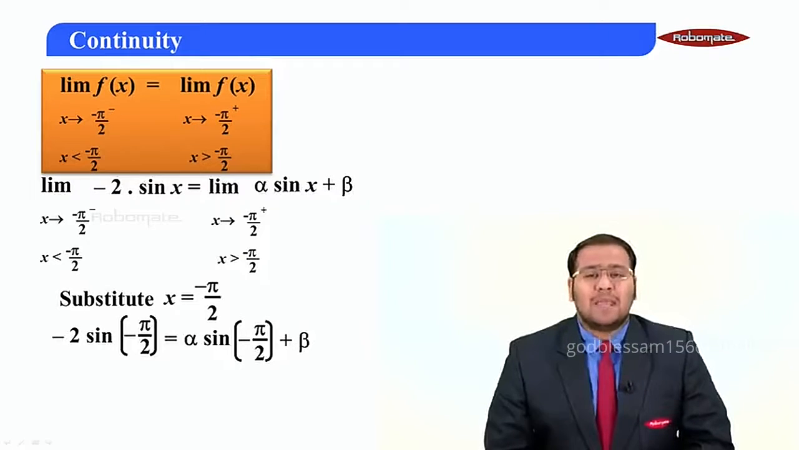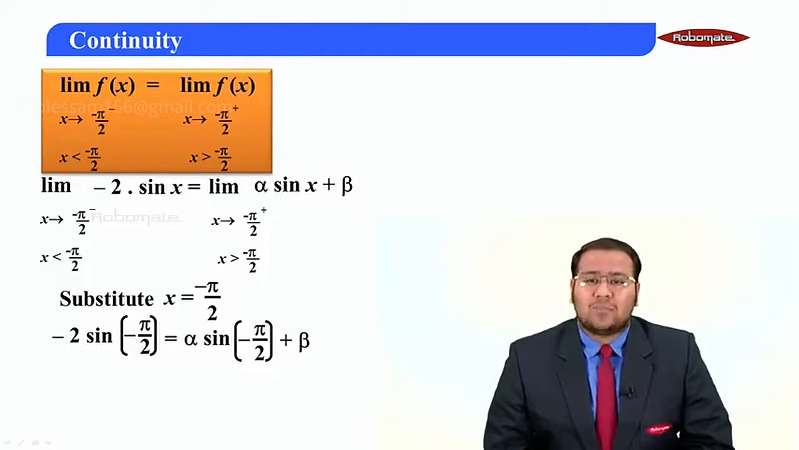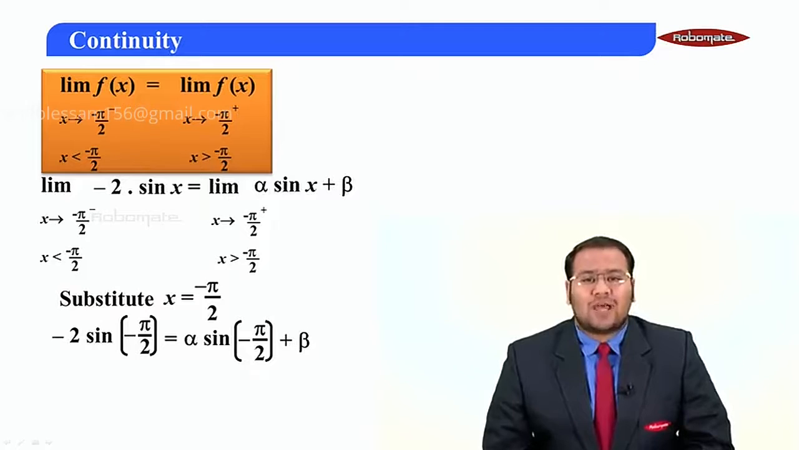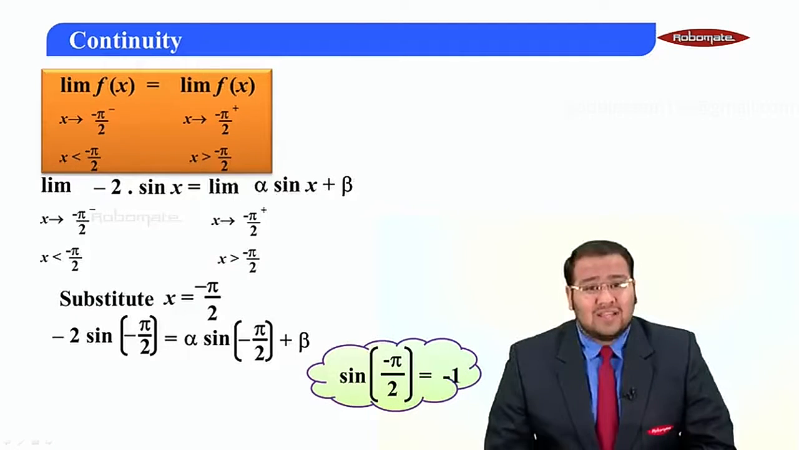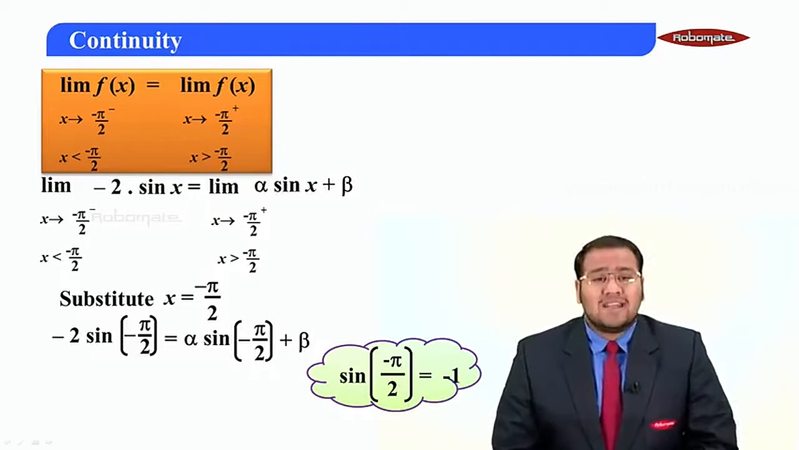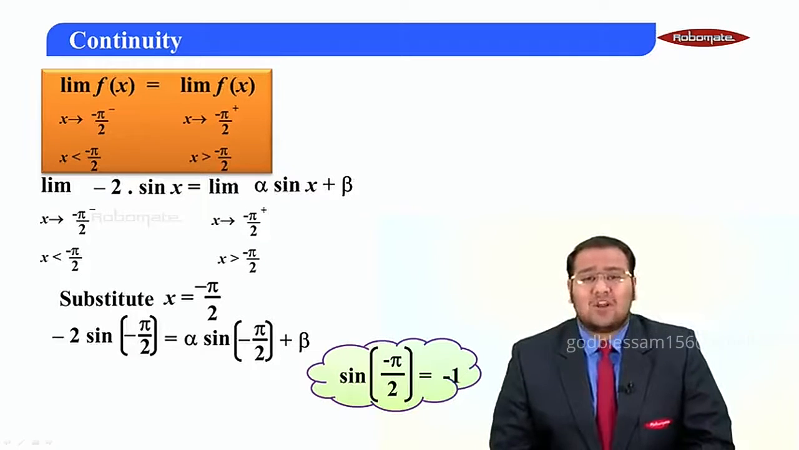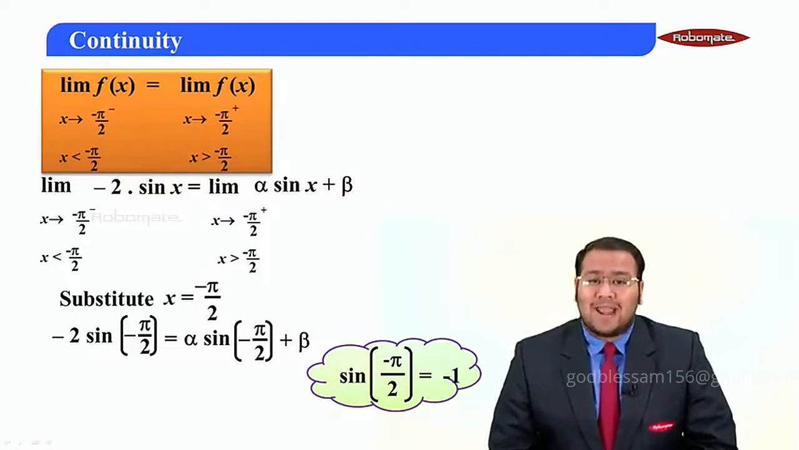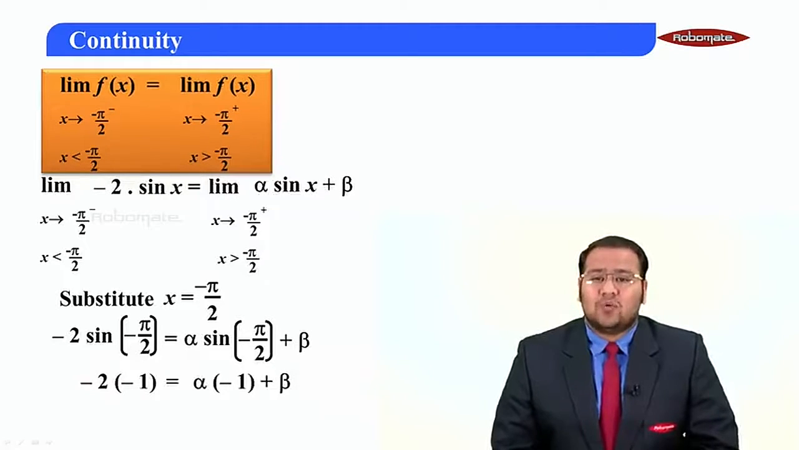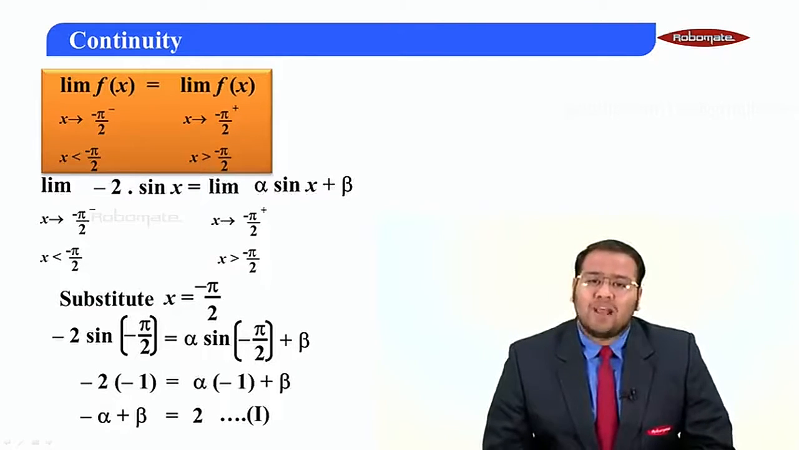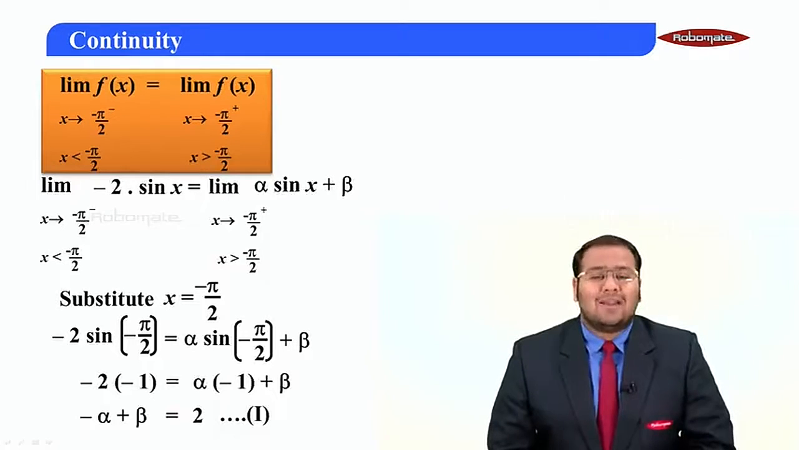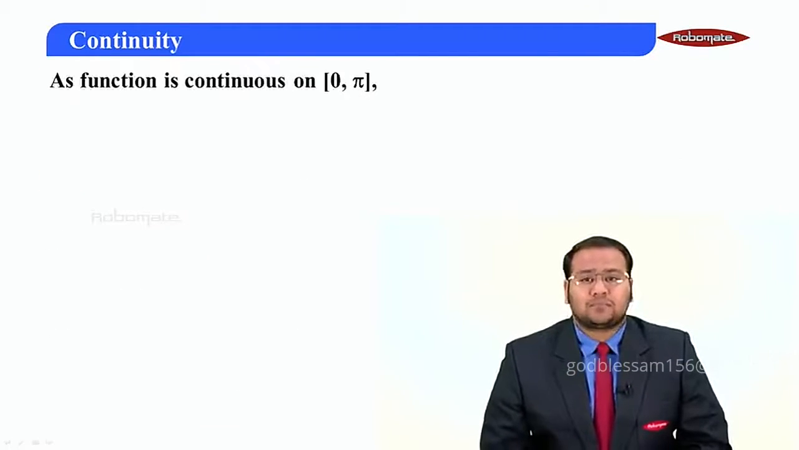So the equation would be minus 2 into sine of minus pi by 2, which is equal to alpha into sine of minus pi by 2 plus beta. We know sine of minus theta is minus sine theta. Therefore, sine of minus pi by 2 would be minus sine of pi by 2, and hence it is minus 1. So minus 2 into minus 1 would be equal to alpha into minus 1 plus beta. Therefore, minus alpha plus beta would be equal to 2, and it's equation number 1.